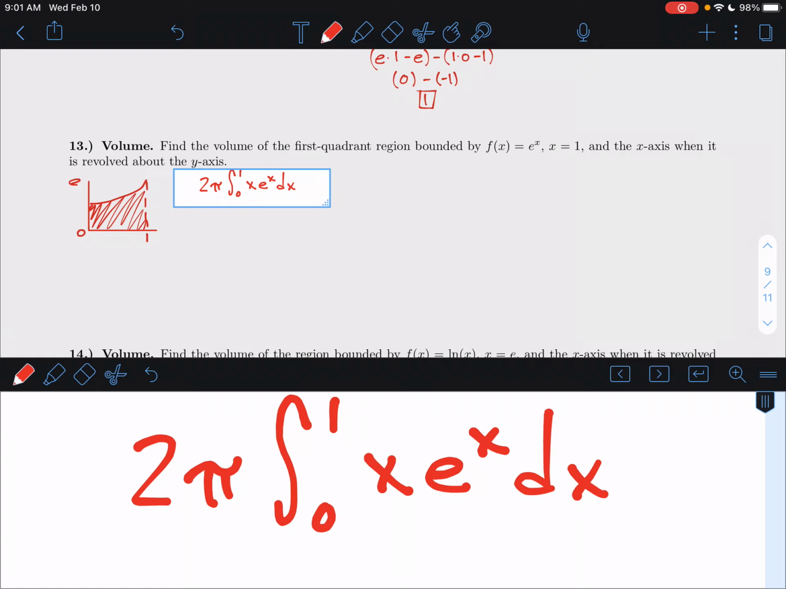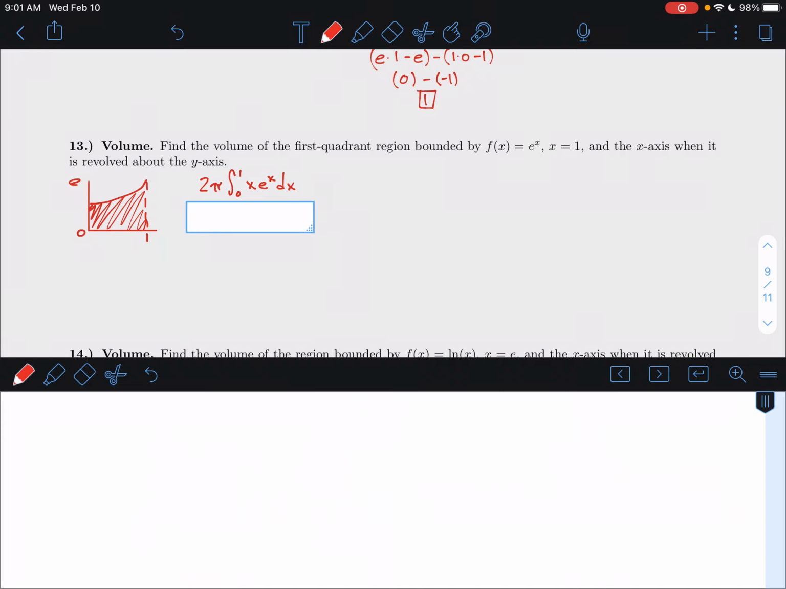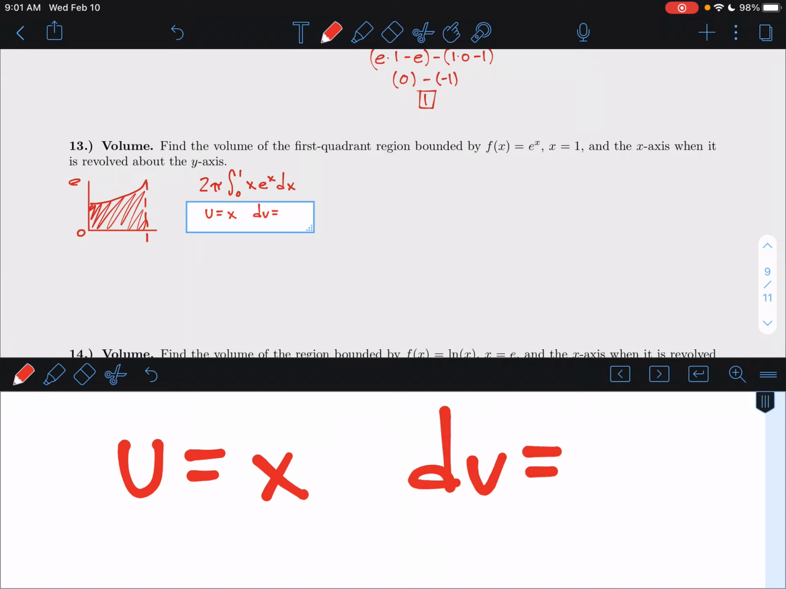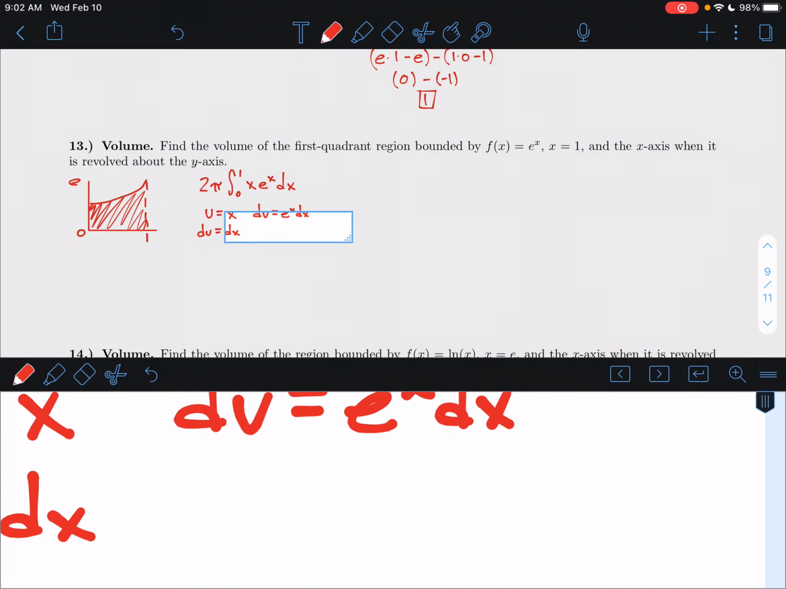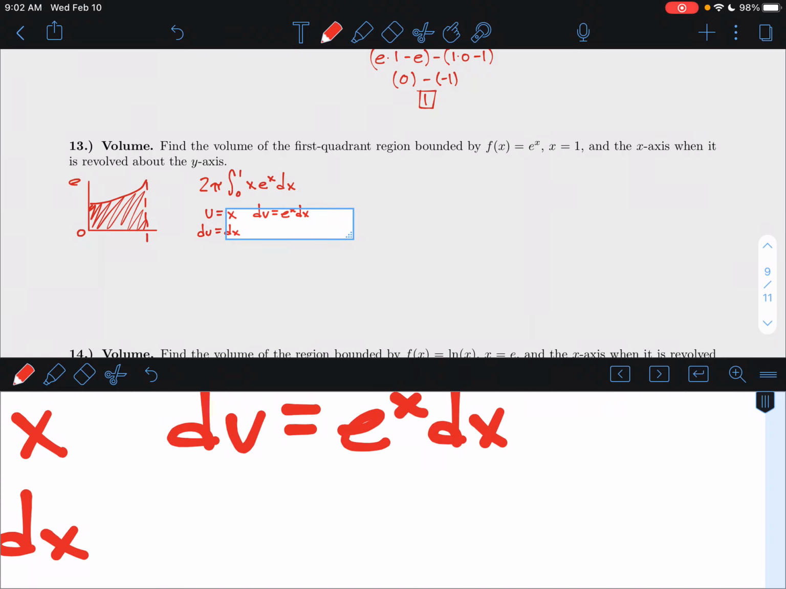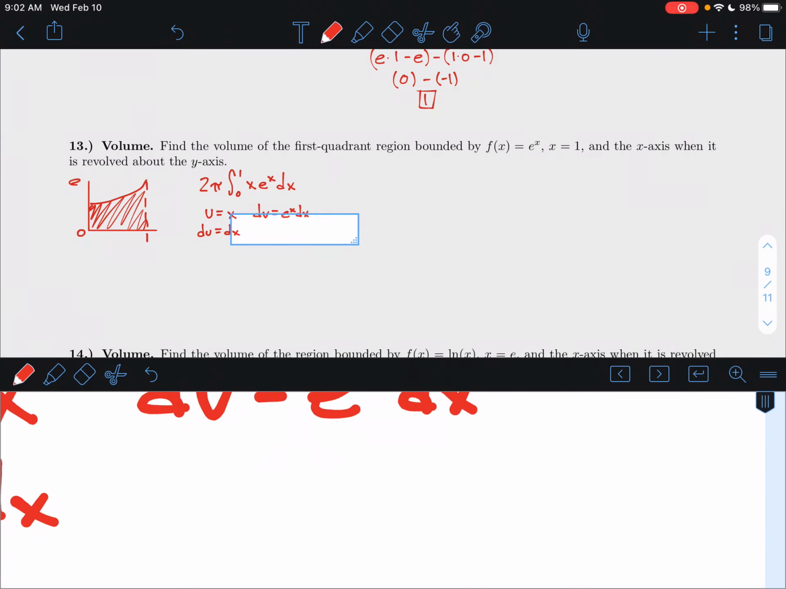So I have x times e to the x, that's an algebraic and an exponential. Algebraic comes first in my acronym, so the u is going to be x here, whereas dv is going to be e to the x dx. So if u is x, then du is dx. And if dv is e to the x, then v is e to the x.